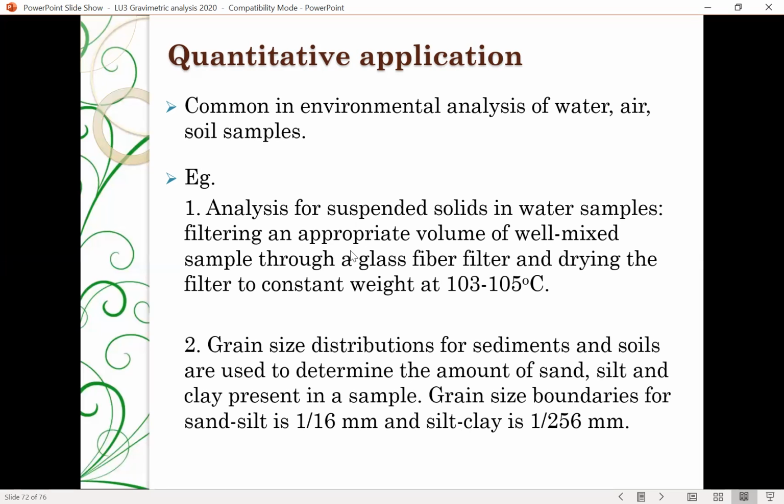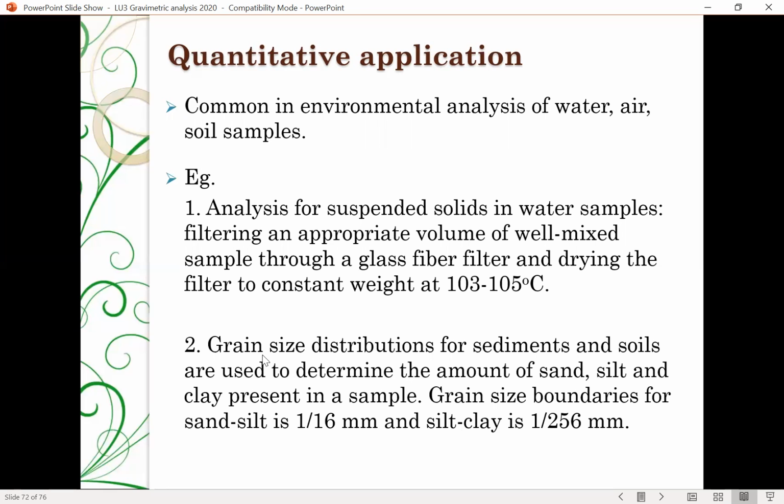Let's say we have analysis for suspended solid in water samples. Filter an appropriate volume of well-mixed sample through a glass fiber filter and dry the filter to constant weight at 103 to 105 degrees Celsius. So this has been done in experiment 2.